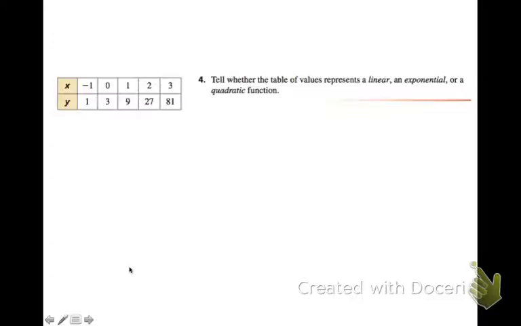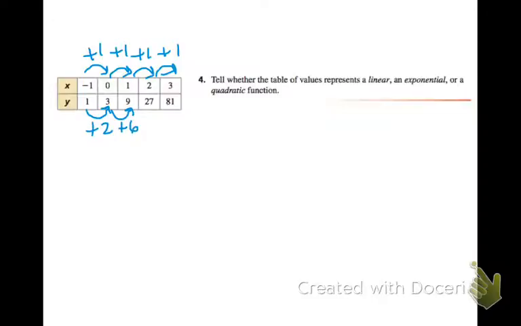So tell whether the table of values represents a linear, an exponential, or a quadratic function. So in this case, we want to make sure that our consecutive x values are constant. And then we look for our y values. So if I go from 1 to 3, I'm adding 2, and then I'm adding 6, and then it really jumps.